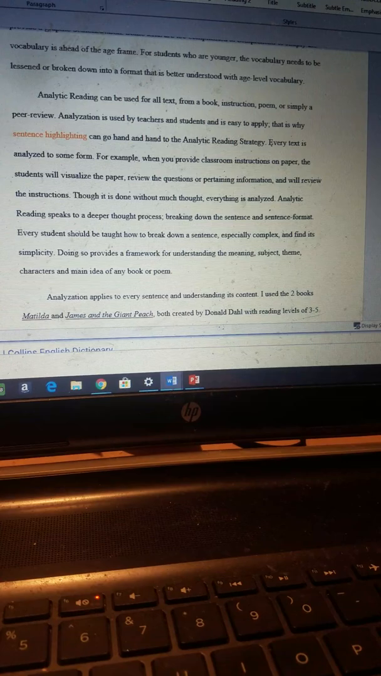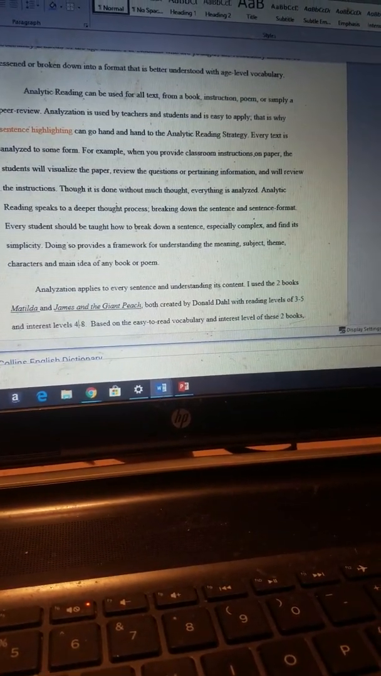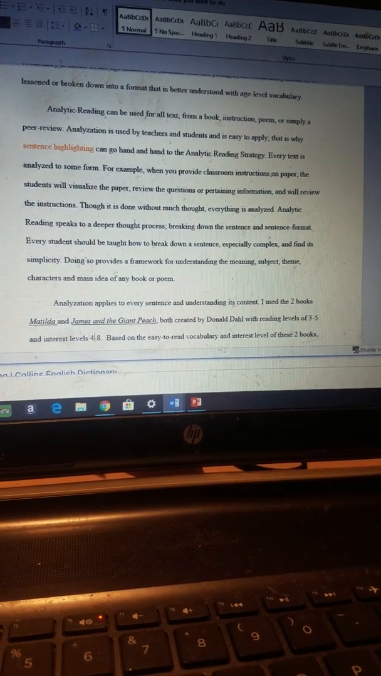Every text is analyzed to some form. For example, when you provide classroom instruction on paper, the students will visualize the paper, review the questions or pertaining information, and will review the instruction. Though it is done without much thought, everything is analyzed.